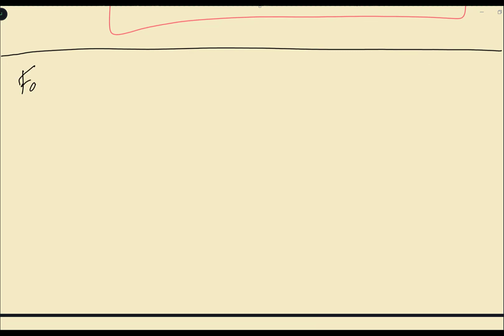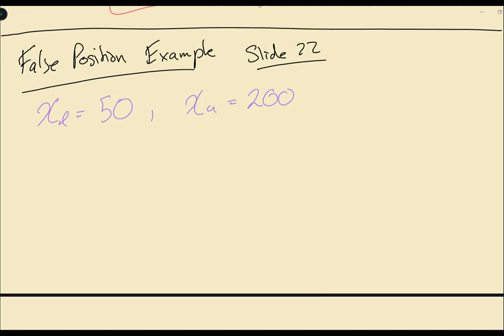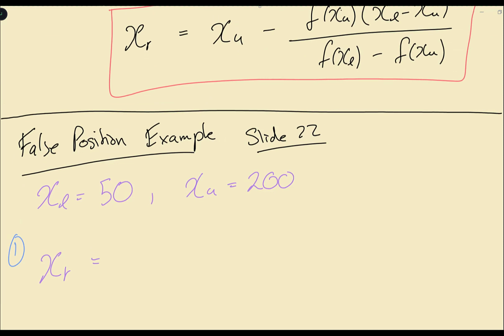All right, false position. Example, slide 22. We have XL equals 50, X upper equals 200. And in here, we would basically have to do iterations, right? So the first iteration would be solving for XR using the equation that we just derived up here, right?